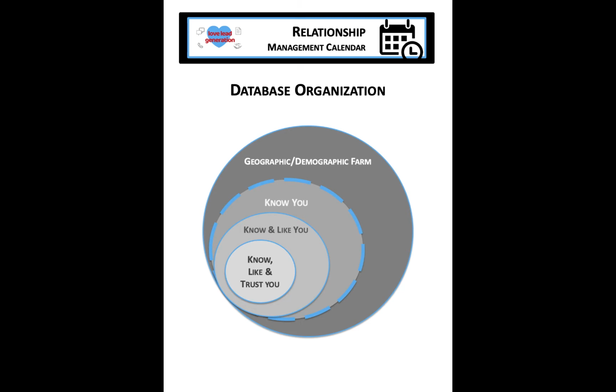And then the next layer out is our geographic or demographic farm. That's the group of people that we're either targeting to get to know, or we might be marketing to them, or we desire to get to know them. So I want you to think about your database as 4 buckets. People that are our raving fans, and people that know and like us because they've worked with us or we know them, or we know of them.